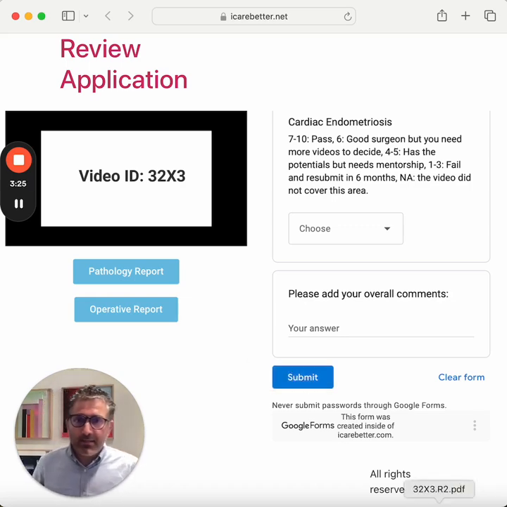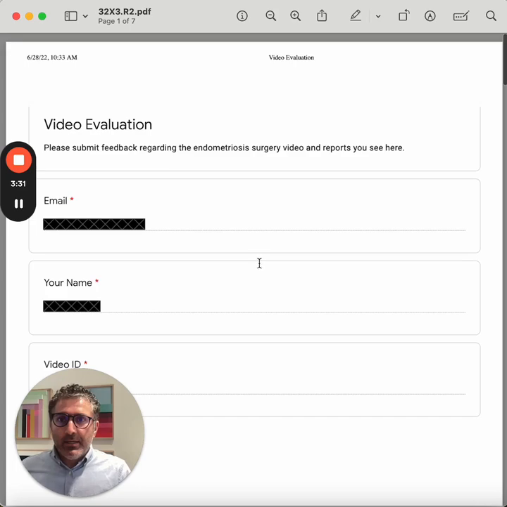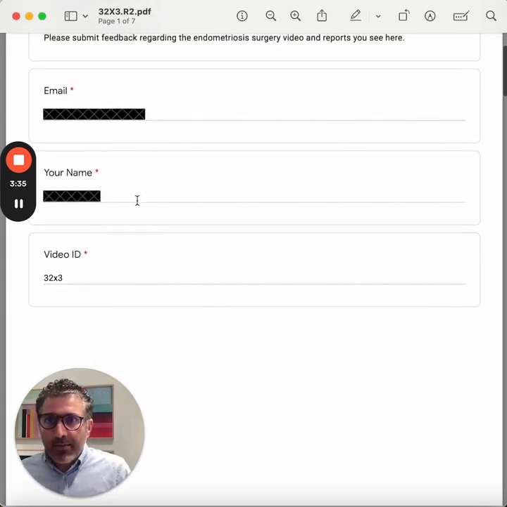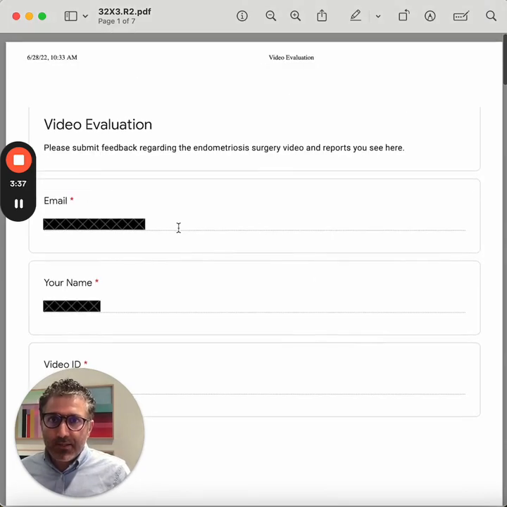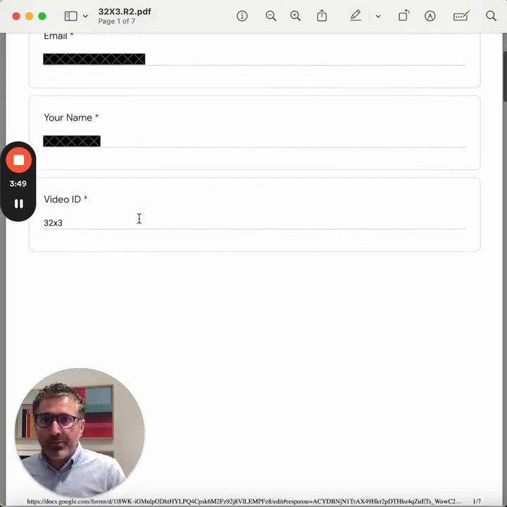On the back end, let's look at one of the reviews that we got for this specific application. This is what we see on the back end. This is the email, which obviously you won't see because we have de-identified the review results. Remember, this is a double-blind review. The reviewer doesn't know who the applicant is, and the applicant won't know who the reviewer was. So it's a double-blind process.